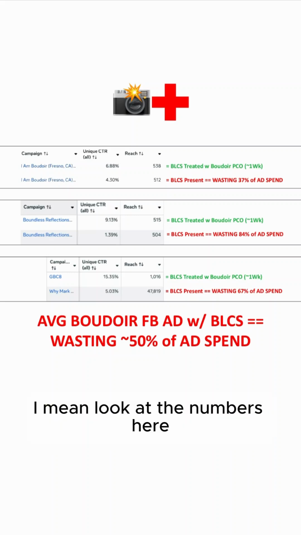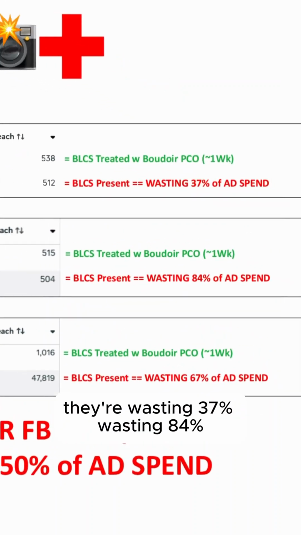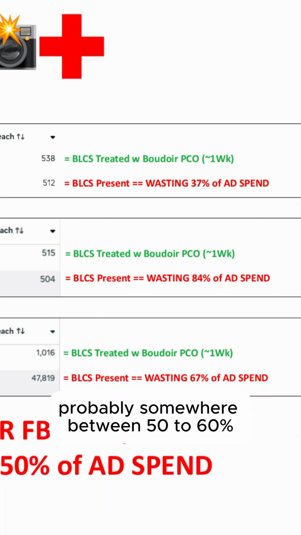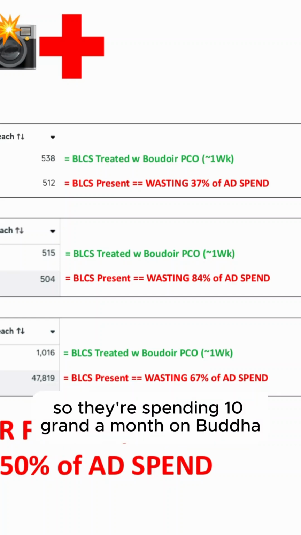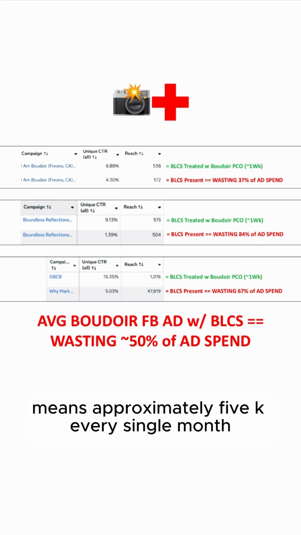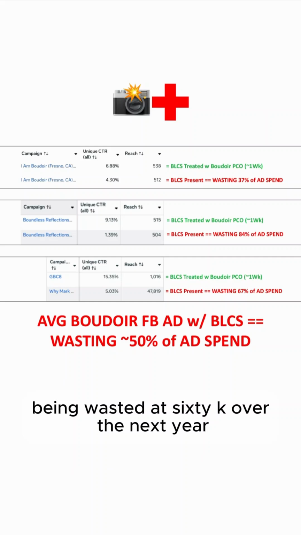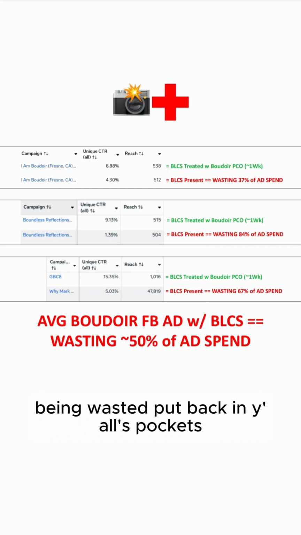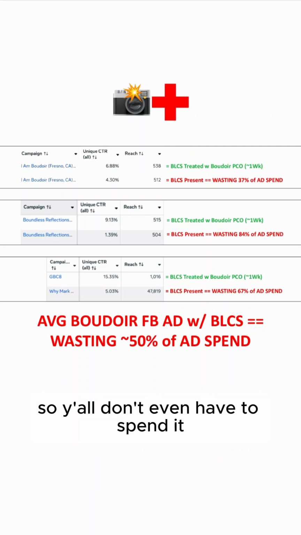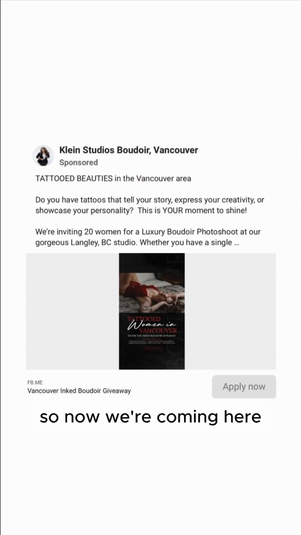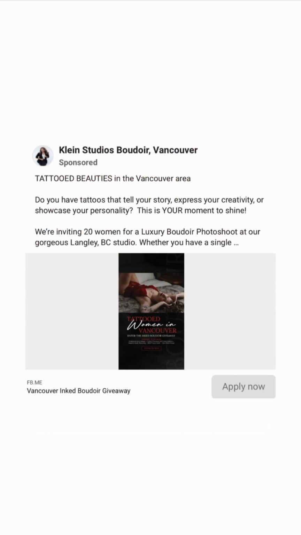I mean, look at the numbers here. They're wasting 37%, wasting 84%, wasting 67%. Take the average of these numbers, probably somewhere between 50 to 60%. So if they're spending 10 grand a month on Boudoir Facebook ads, this means approximately 5K every single month is being wasted. That's 60K over the next year. That's approximately the amount we can eliminate being wasted, put back in y'all's pockets, so y'all don't even have to spend it. Y'all can keep it.